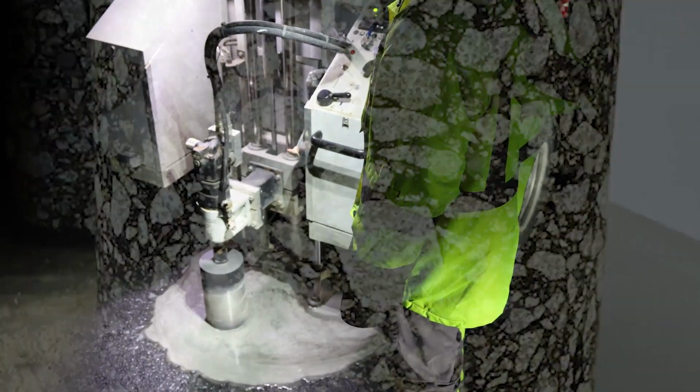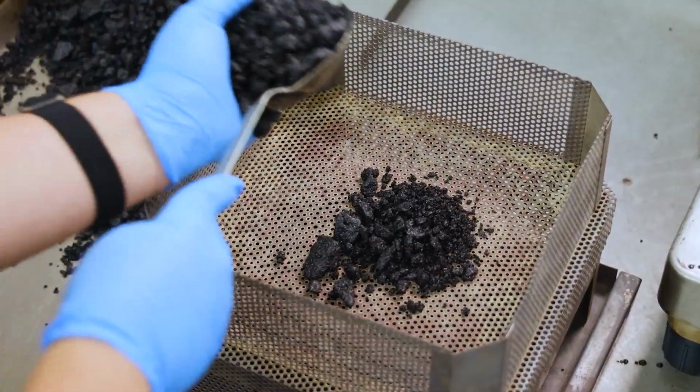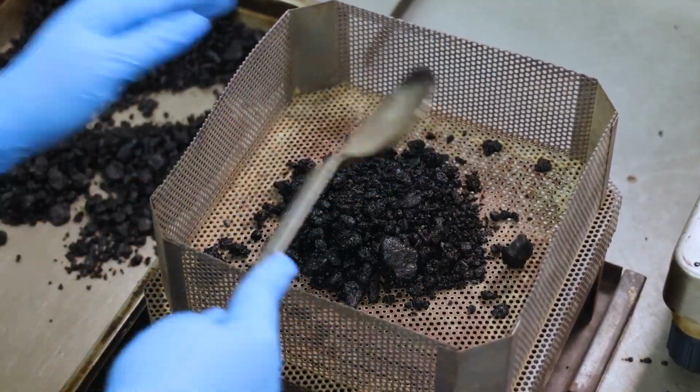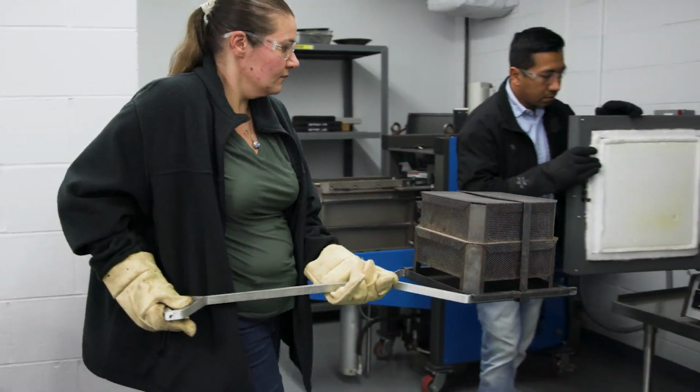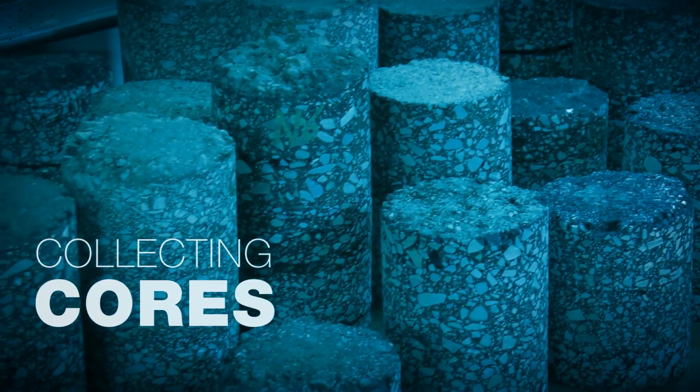Extracting pavement cores can reveal hidden issues like vertical mix segregation. Analyzing the cores helps assess asphalt content, gradation, and density to better address segregation. Here's the process for collecting cores.